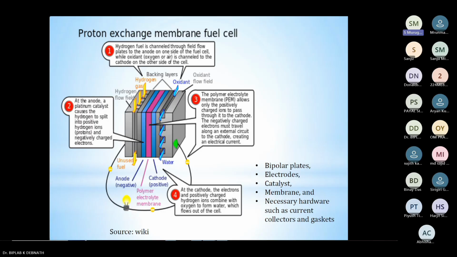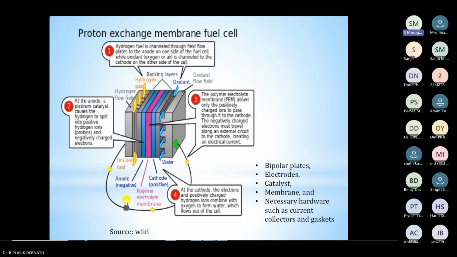So here at the top, you can see hydrogen fuel is channeled through flow field plates to the anode on one side of the fuel cell. So here you have plates actually. One side you have anode, other side you have cathode. At the bottom you can see anode and cathode, they are indicated, and between them you can see a pink color, that is called the polymer electrolyte membrane. And of course, here we have one or two more components like bipolar plate, then catalyst, everything.